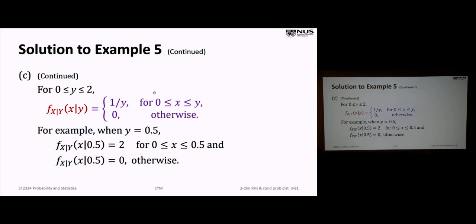So again, this has been defined. You know y, so that's fine. So if y is a half, then it's going to give you the upper bound for x.